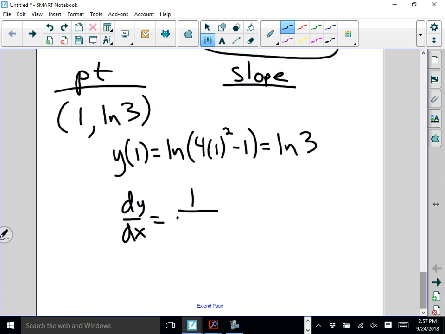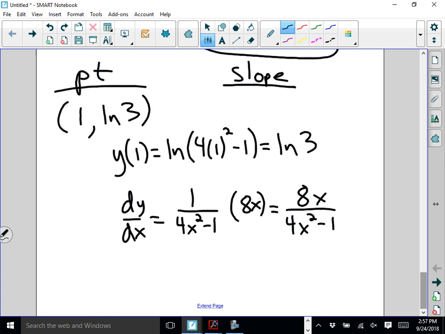And now I need to multiply, don't forget to chain on the derivative of the inside, which is 8x. Which simplifies to 8x over 4x squared minus 1. Please do not reduce that 8 and that 4. That minus 1 prevents us from doing it. Can't do it.